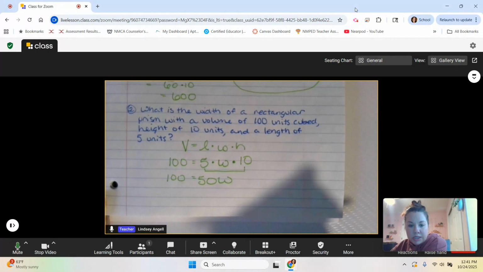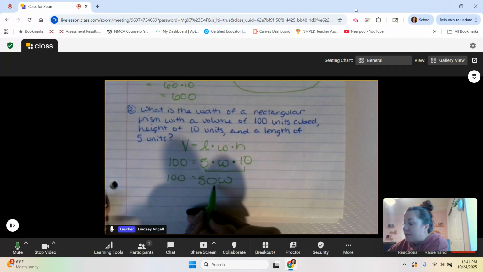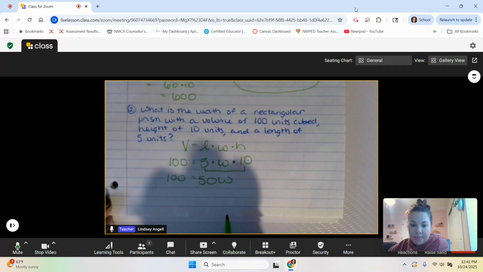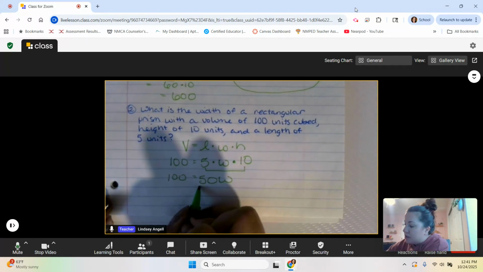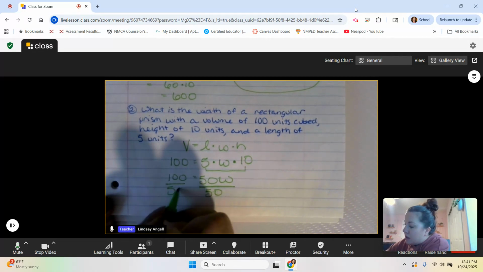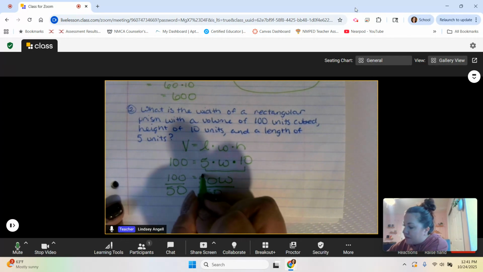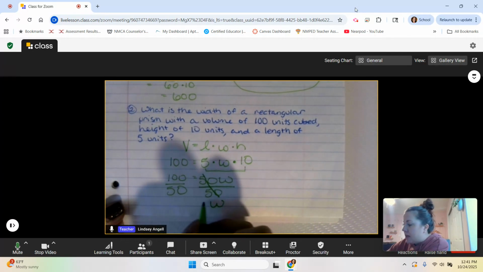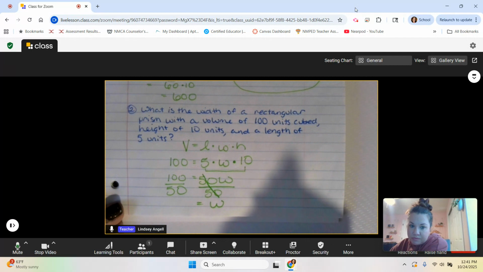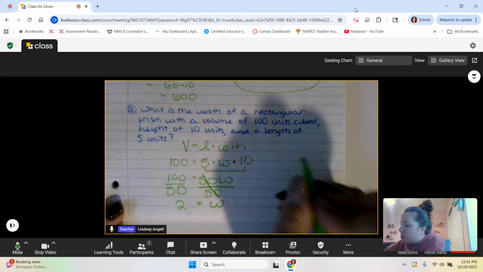In order to undo an operation, or in this case to get my variable isolated or by itself, I need to do the opposite operation from what I see in the problem. So right now I have multiplication. So to get rid of it, I'm going to do the opposite, which is division. Whatever I do to one side, I have to do to the other. 50 divided by 50 is 1, and so we're left with 1W, or just W. And then 100 divided by 50 is 2.